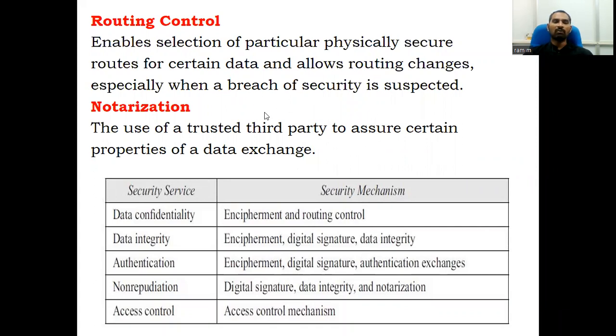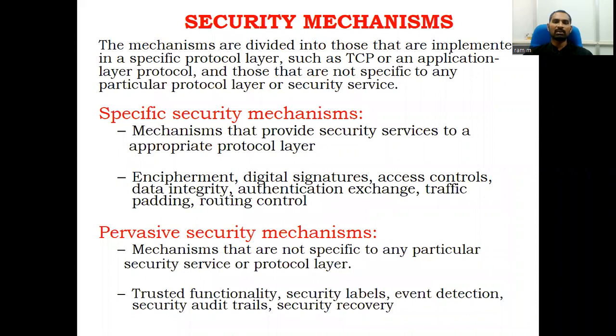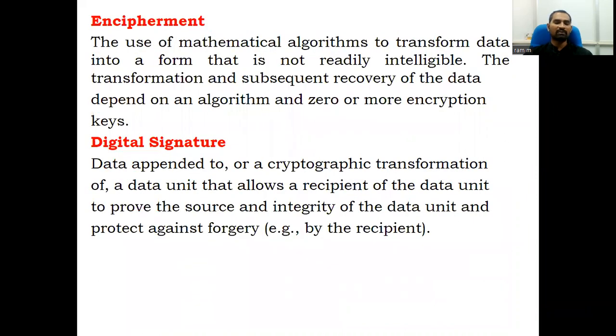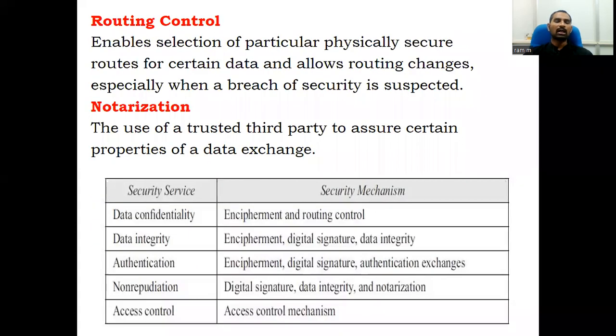Okay, previously we considered different security services. Now we have considered different security mechanisms. Let us have a quick overview of the security mechanisms we considered: encipherment, digital signature, access control, data integrity, authentication exchange, traffic padding, routing control, and notarization. Now, we can provide a relation between security services and these security mechanisms. For example, if I want to provide the security service of data confidentiality, then the mechanisms I can use are encipherment and routing control.